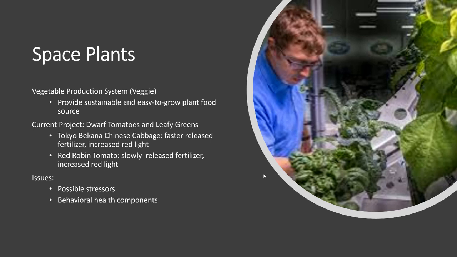For leafy greens, Tokyo Bekana Chinese cabbage requires a faster release amount of fertilizer over a 100-day period, and increased red light exposure, and they were able to grow pretty well. Now, for the dwarf tomatoes, they used Red Robin tomato, which requires slowly released fertilizer over a 180-day period, alongside increased red light exposure. And so those were the two things that they found out about those plants.